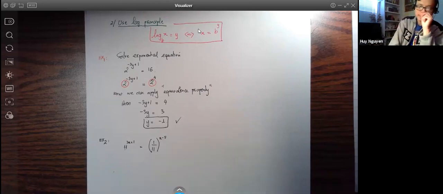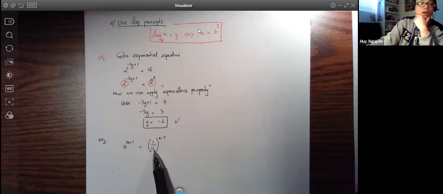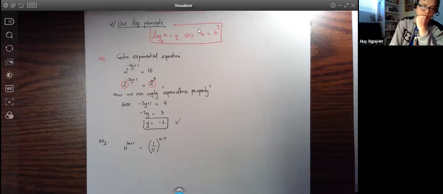Okay. Again, we know that this is an exponential equation. We know the base on the left-hand side is 11. But the problem is the base on the right-hand side is not 11. The base on the right-hand side right now is 1/11. That's the problem right there. We need to solve it first before we can apply the equivalence property.